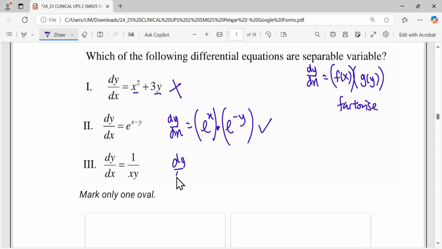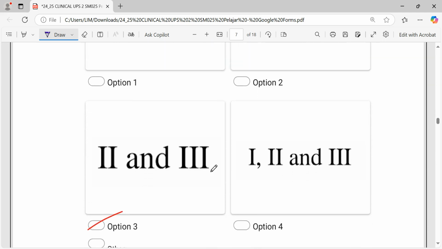So how about option number 3? We try to factorize. When we take out 1 over x, we are left with 1 over y in the bracket. So this is a factor of x. This is a factor of y. Completely factorized, so we can separate the x and y variables. So our options here are 2 and 3.